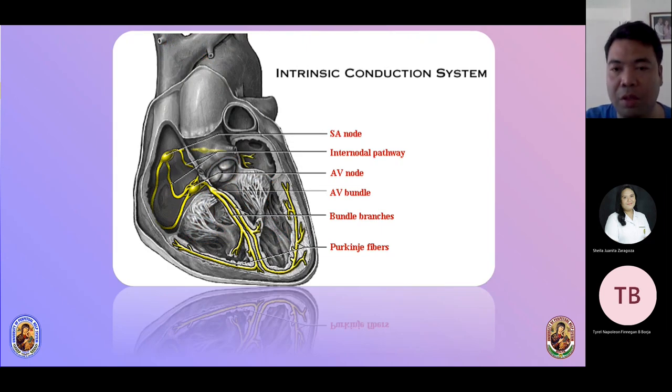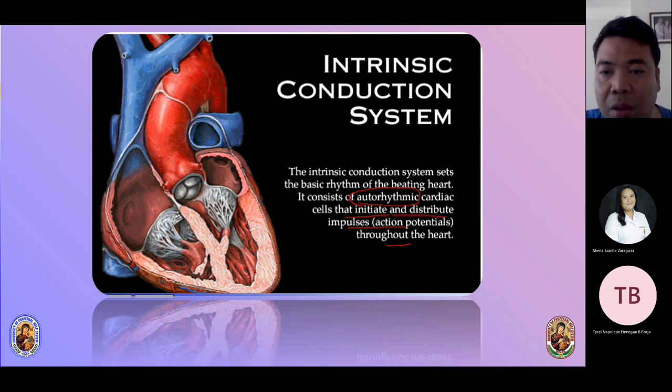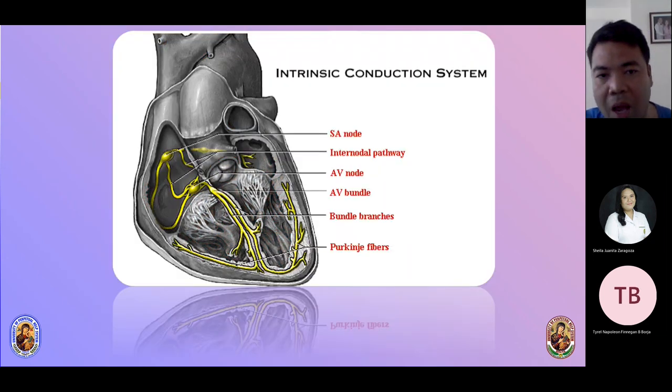Nasaan yung mga autorhythmic cells na yun, or automatic cells? Lahat ng yellow in this drawing. Lahat ng yellow dyan is part of the conduction system. All of that are autorhythmic cells. By the way, other name for autorhythmic or automatic cells, they are also pacemaker cells. In some books, it's called pacemakers.